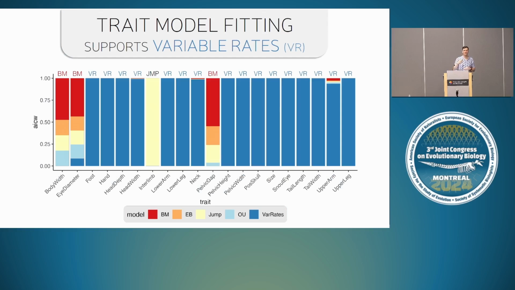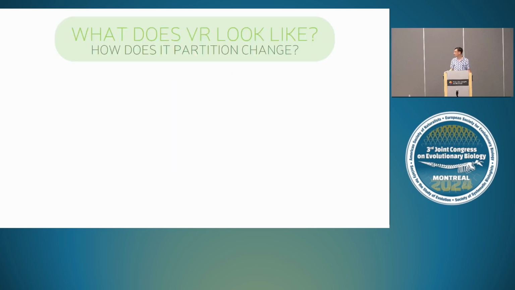So when we take the individual traits, we run them through these series of models like Brownian motion, early burst, OU, and this variable rates model, we get strong support for most of the traits for variable rates, so a heterogeneous evolutionary process. One thing to note is you'll see that interlimb is one of the traits, and it's highlighted in yellow. It's supported by a jump process, which is conceptually similar to this variable rates process. So I'm going to talk about that trait specifically in a minute.